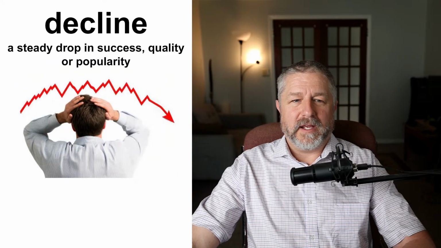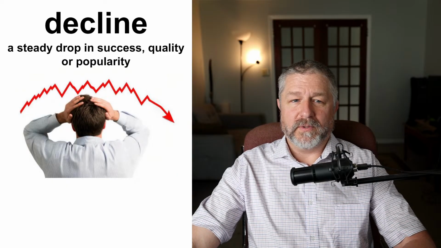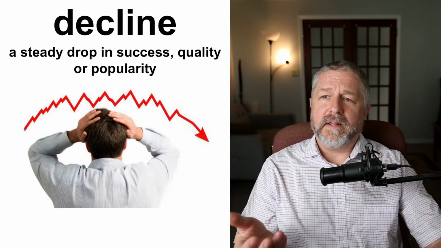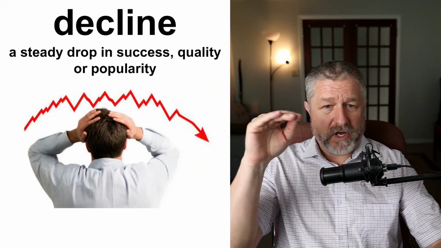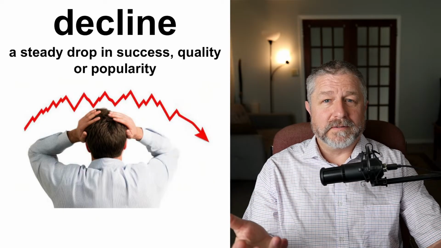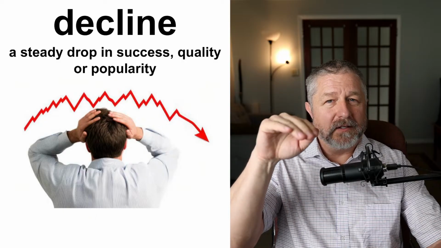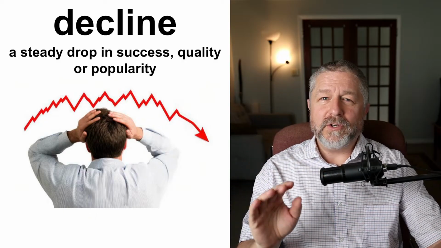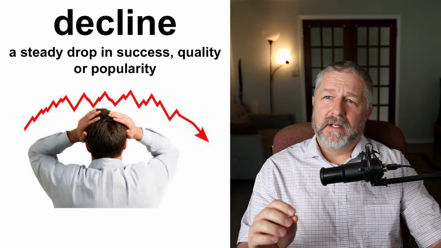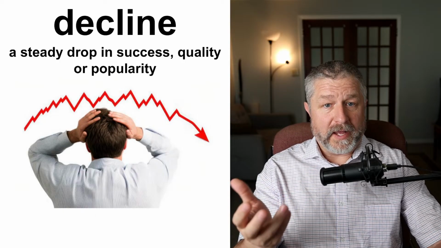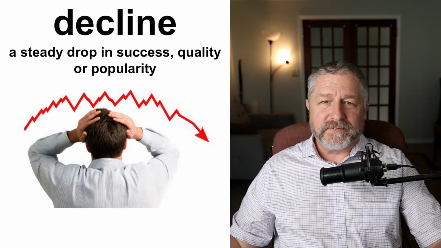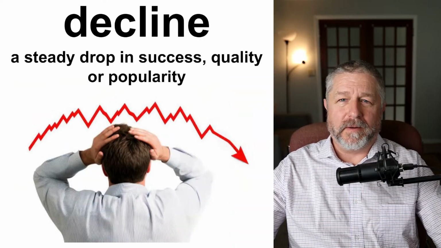A decline, a steady drop in success, quality, or popularity. So sometimes there's a decline in the stock market. Sometimes there's a decline in the number of people buying things, and then the economy also has a decline. Sometimes there's a decline in the amount of nice weather. So whenever something goes down, there is a decline. And usually, well, it doesn't always have to be bad. There's been a decline in crime. That would be a good thing. So maybe that isn't something going wrong. But often when we use the word decline, we're talking about something getting worse.